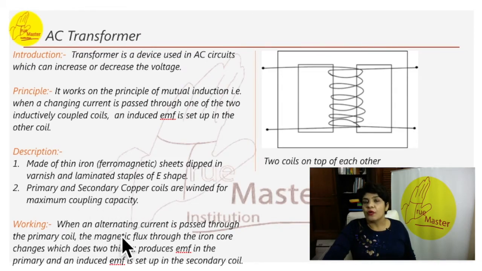Working. When an alternating current is passed through the primary coil, the first coil, the magnetic flux through the iron core changes, which does two things: it produces an EMF in the primary and an induced EMF is set up in the secondary coil. How is this being transferred? It is transferred through the iron core. What is the iron core? The ferromagnetic sheets with which it has been built. So this develops an EMF on the primary and an induced EMF is developed on the secondary coil.